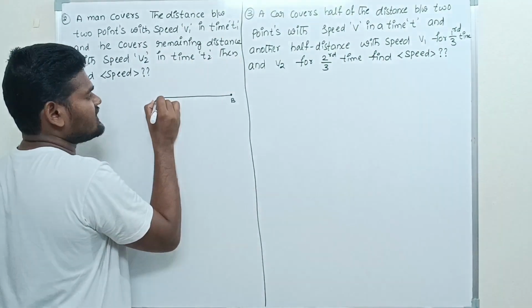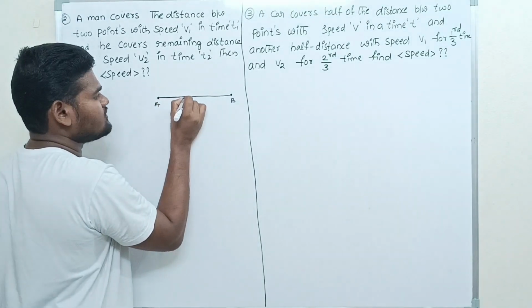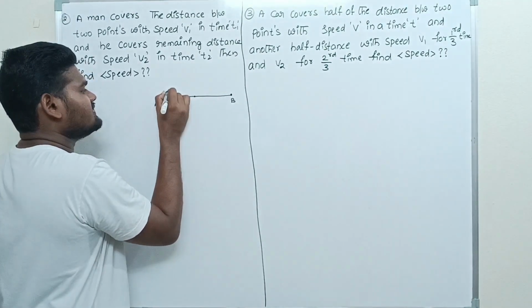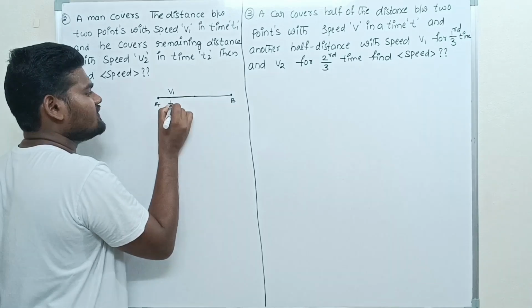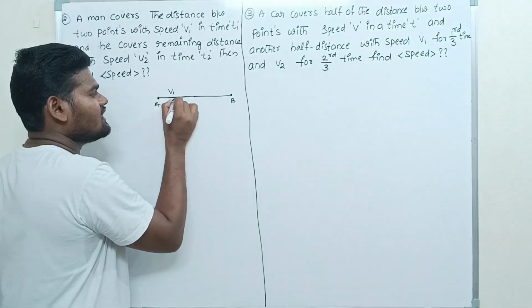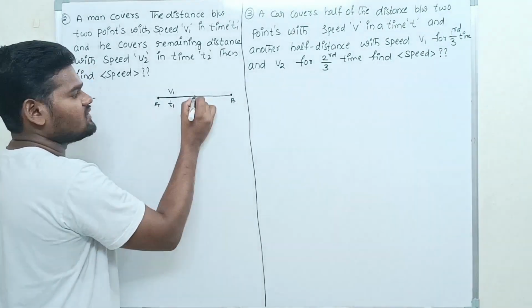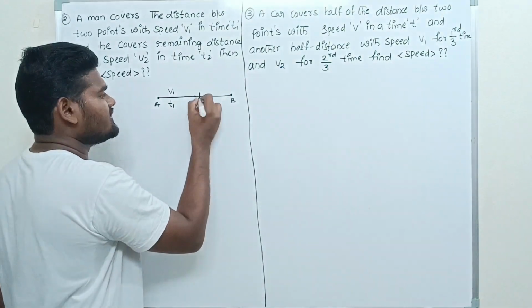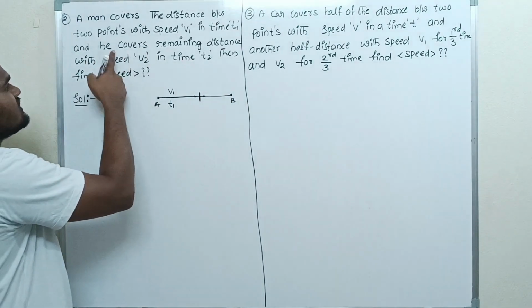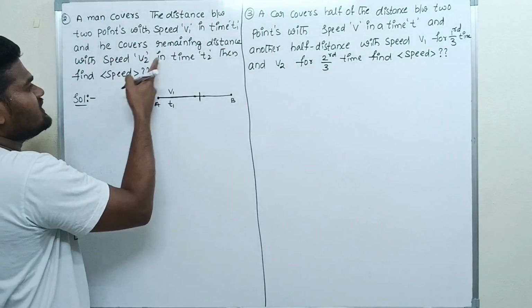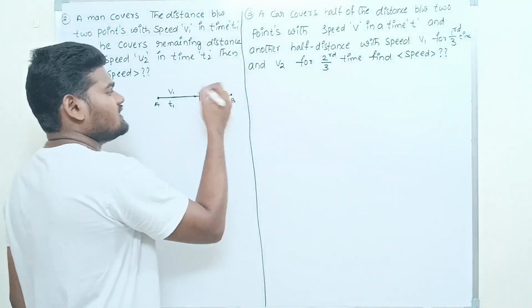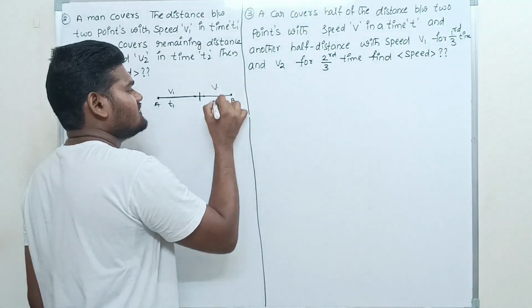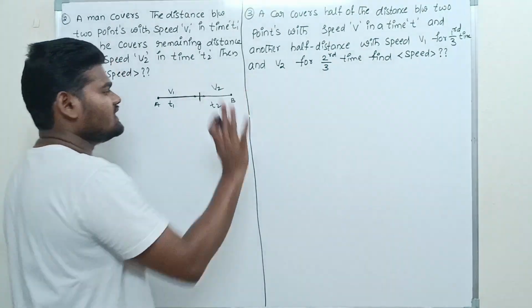Let us consider he started from point A and he is moving towards point B with a speed v1 in a time t1. I am considering he just moved this much distance. I don't know whether it is half of the distance or not. We don't know exactly. So whatever the remaining part is, he covers the remaining distance with a speed v2 in a time t2.